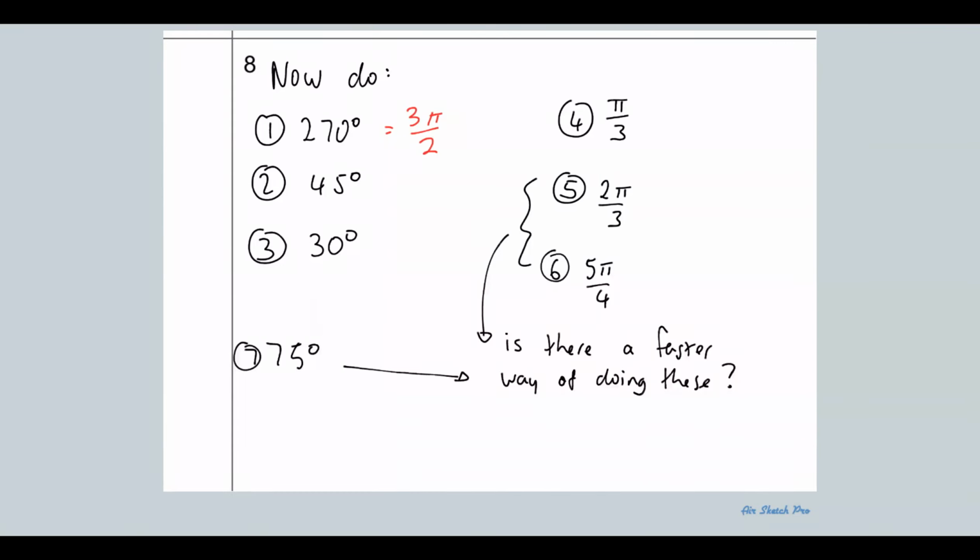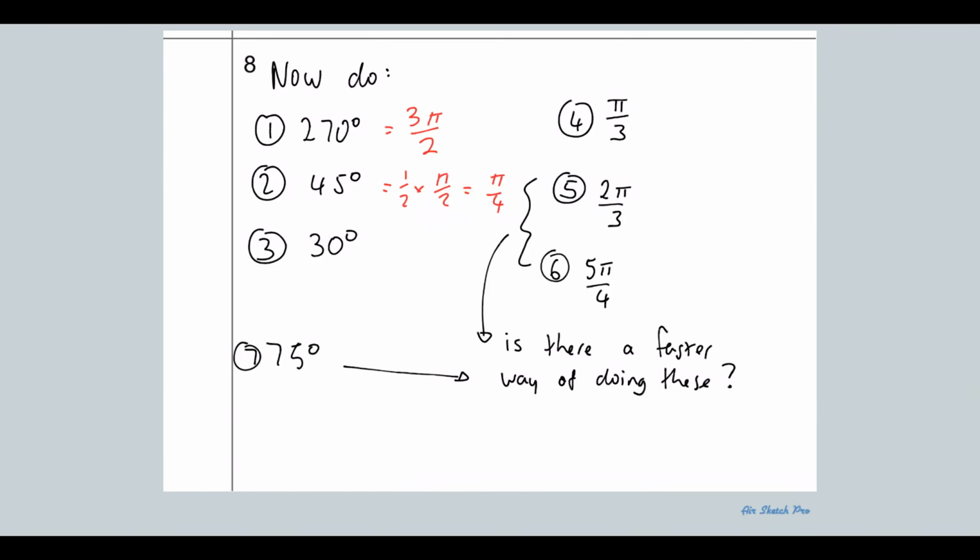Okay, and that's the more efficient way of looking at some of these, is to consider what they mean in relation to other angles that you do know. 45 degrees. Well, I know that 45 degrees is half of 90 degrees, and if 90 degrees is pi on 2, then 45 degrees must be a half of pi on 2, which is pi on 4.